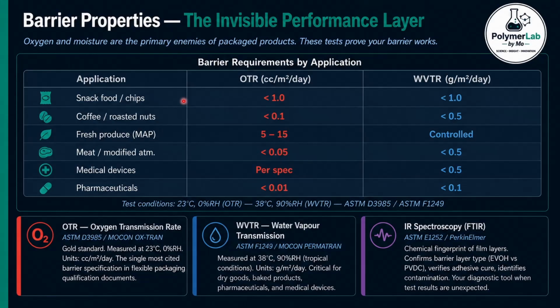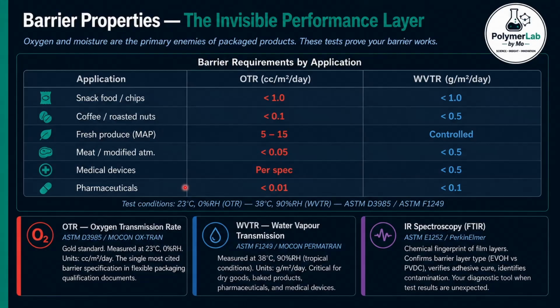For coffee and roasted nuts, you need below 0.1. For meat in modified atmosphere packaging, below 0.05. For pharmaceutical, you can be down to 0.01 or lower. These are orders of magnitude apart, and the structure you design must be calibrated to the exact product you are protecting.